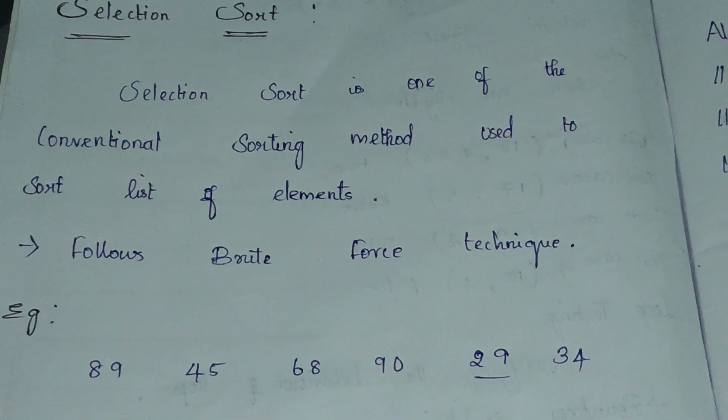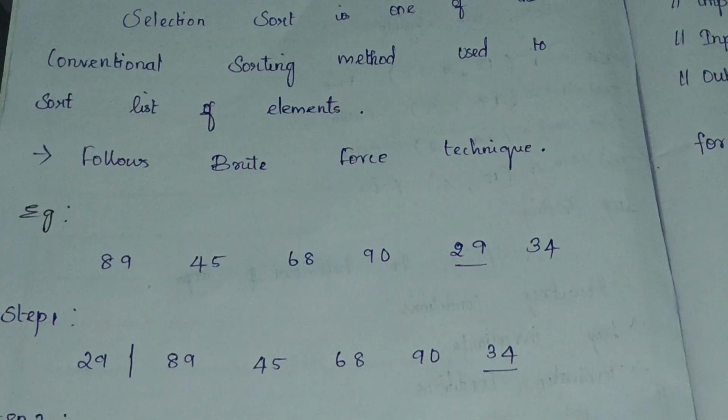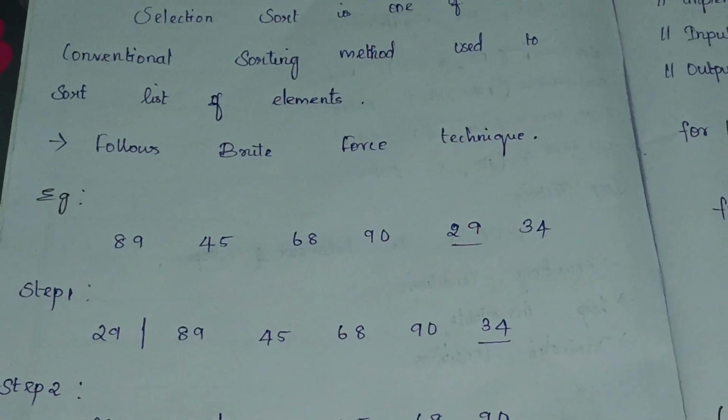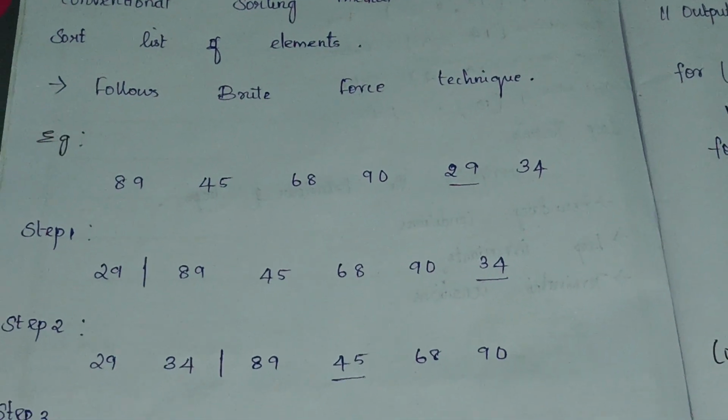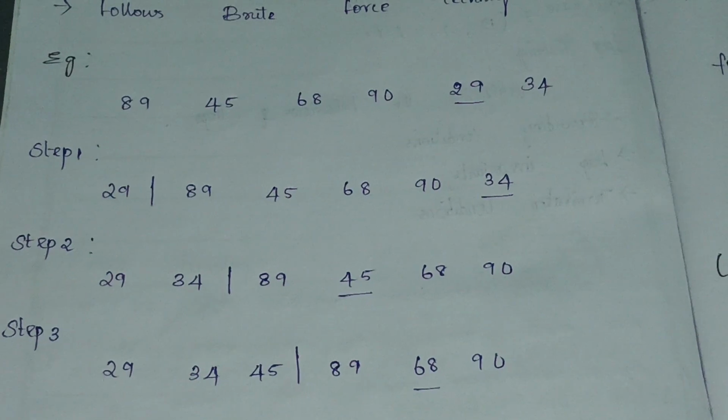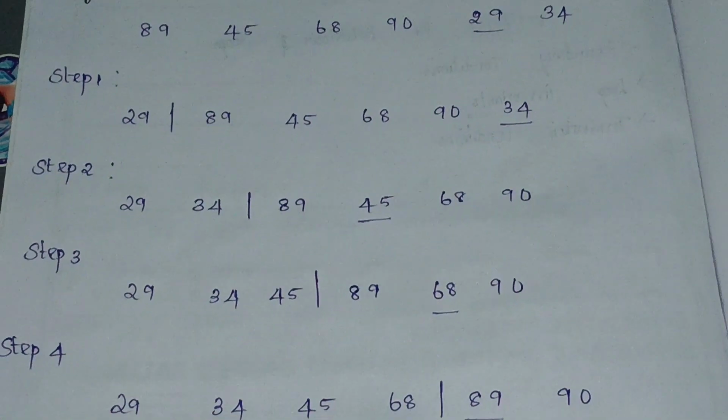So let's see an example. Consider this list as our example. We have to perform n iterations, where n is the number of elements in the list. There are 6 elements in our list, so we are going to perform 6 iterations in this example.